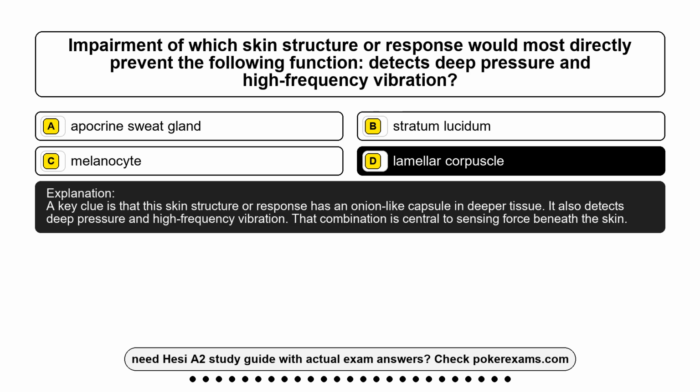A key clue is that this skin structure or response has an onion-like capsule in deeper tissue. It also detects deep pressure and high-frequency vibration. That combination is central to sensing force beneath the skin.